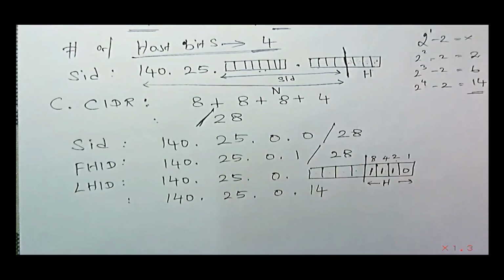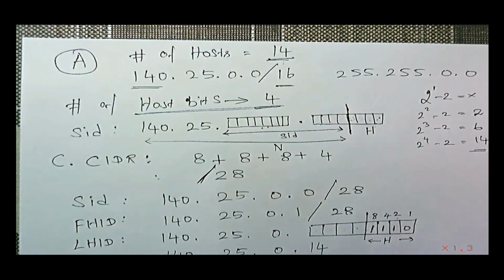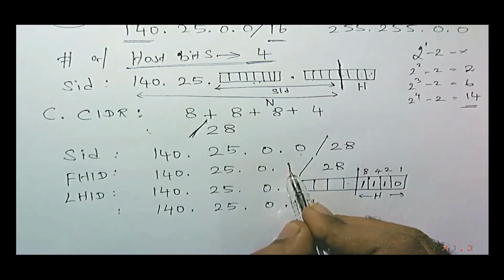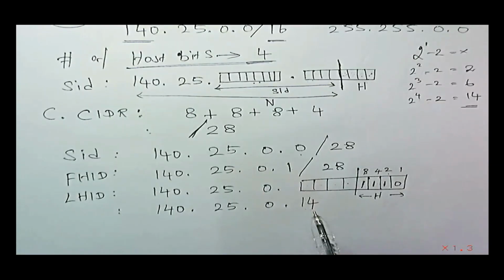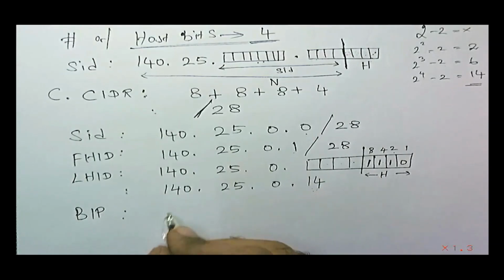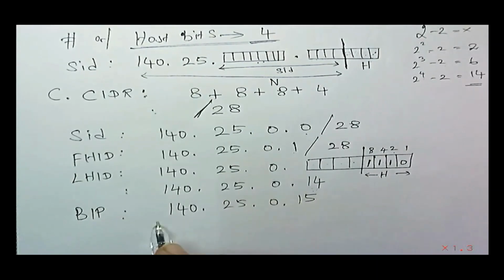Now, as we already discussed, the number of hosts should be 14. We are going to connect 14 hosts. You see the IP address: this is going to be your network, the first host is 1, the last host is 14. So 1, 2, 3, 4, 5, 6, 7, 8, 9, 10, 11, 12, 13, 14. First host 1, last host 14. So we are solving the problem in a correct way. Now I'm going for the broadcast IP address. For the broadcast IP address, you can add 1 to this: 140.25.0.15. So this is going to be your broadcast IP address.